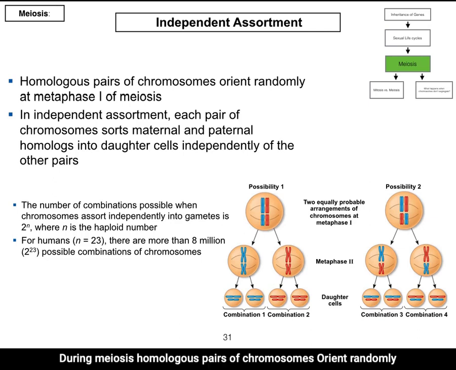During meiosis, homologous pairs of chromosomes orient randomly during metaphase 1. This means, due to the random orientation, that the outcomes are due to independent assortment. Each pair of chromosomes sorts maternal and paternal homologs in the parent cells, and these homologs are sorted independently of the other pairs. The number of combinations possible when chromosomes undergo independent assortment is 2 to the power of n, where n is the haploid number.